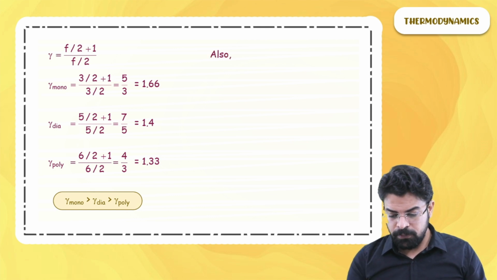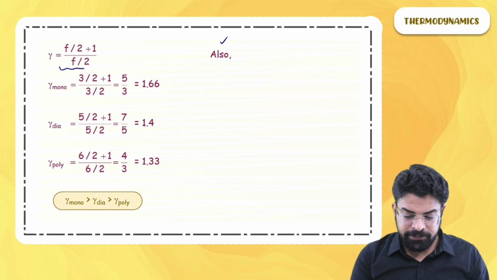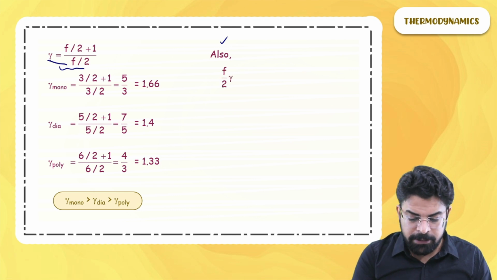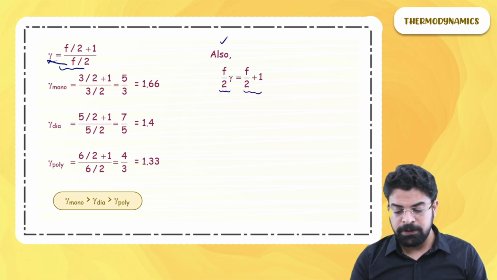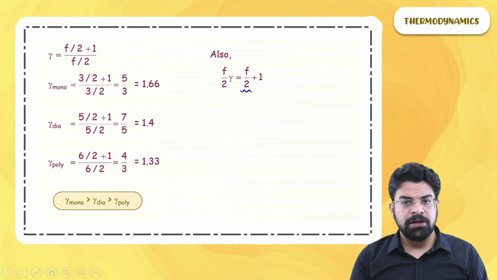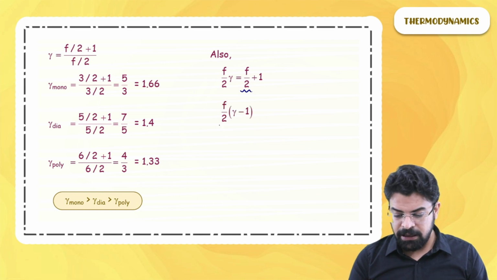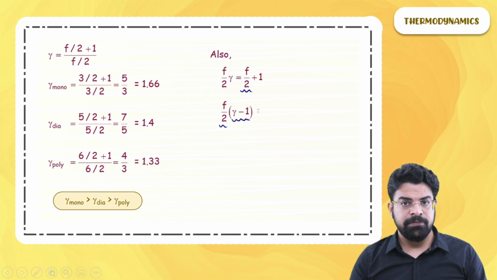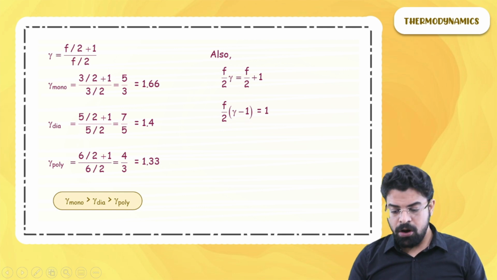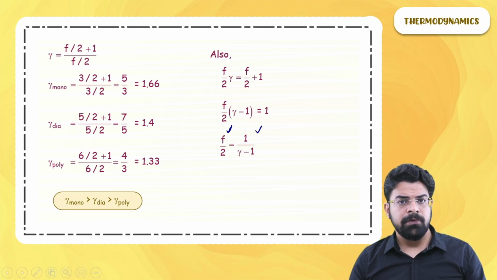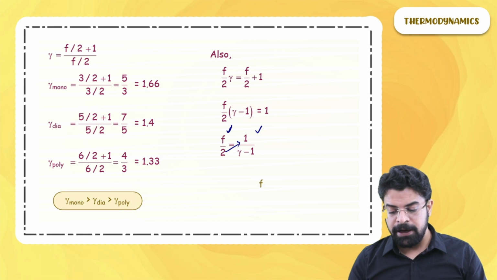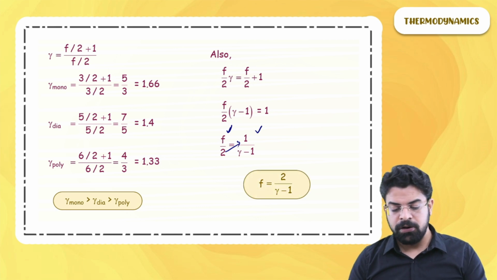Now we can even say here, if I multiply this f by 2, we will write f by 2 into gamma equals f by 2 plus 1. Yes, sir. If you bring this f by 2 to the left hand side, you will write f by 2 times (gamma minus 1) equals 1. Or you can write from here f by 2 equals 1 upon (gamma minus 1). And you can bring this 2 up and write the degree of freedom equals 2 upon (gamma minus 1).